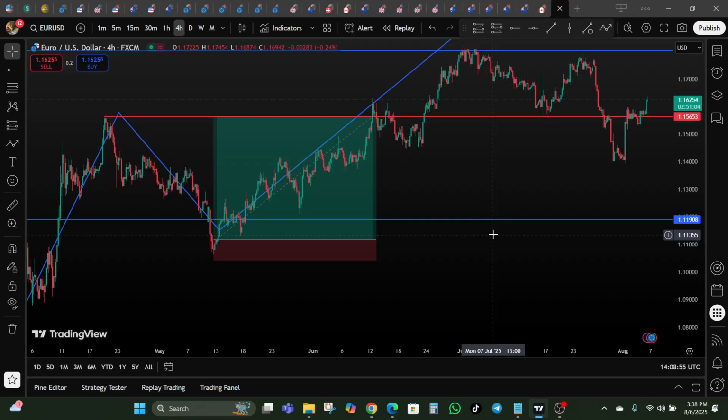currency pairs with tight spreads. So focus only on the major currency pairs like the EUR/USD, GBP/USD, USD/JPY, and the rest of them, right? Focus on currency pairs that have tight spreads.